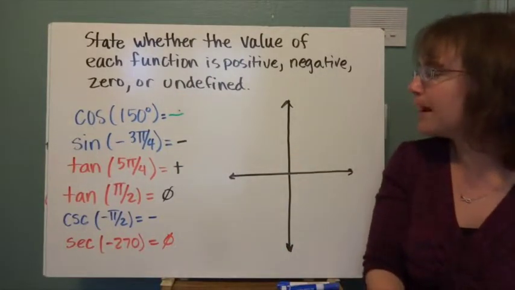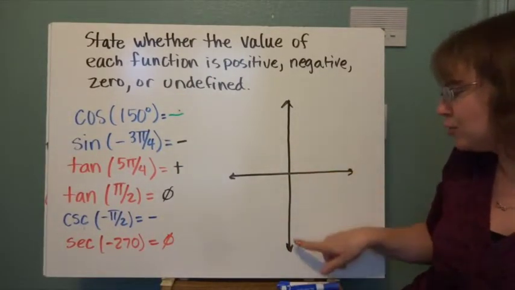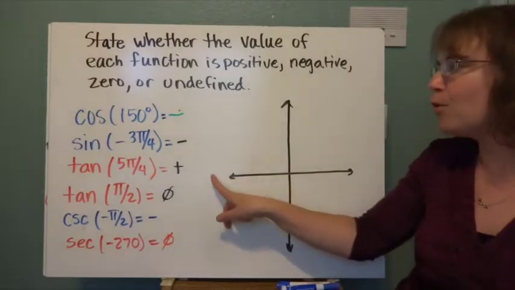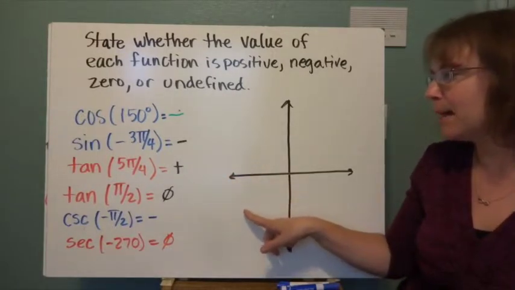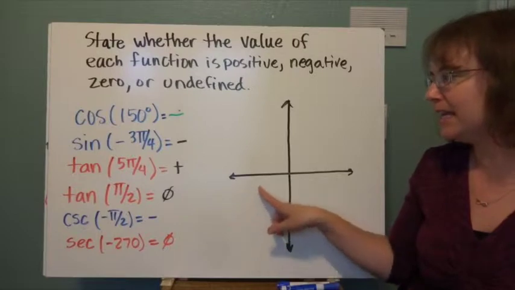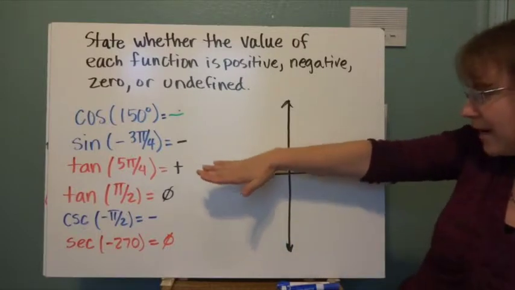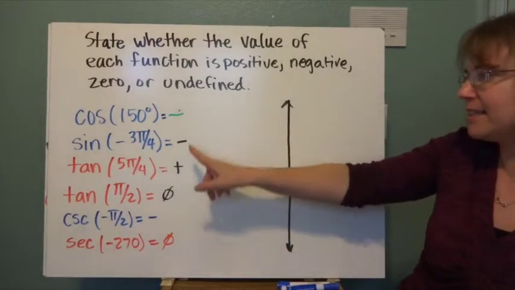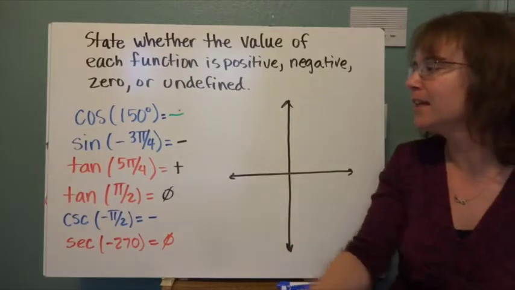Sine of negative 3 pi over 4. So here I have 2 pi over 4. Here I have 4 pi over 4. Negative 3 pi over 4 is going to be right in here. And I know here my sine am below the y-axis, so it has to be negative.